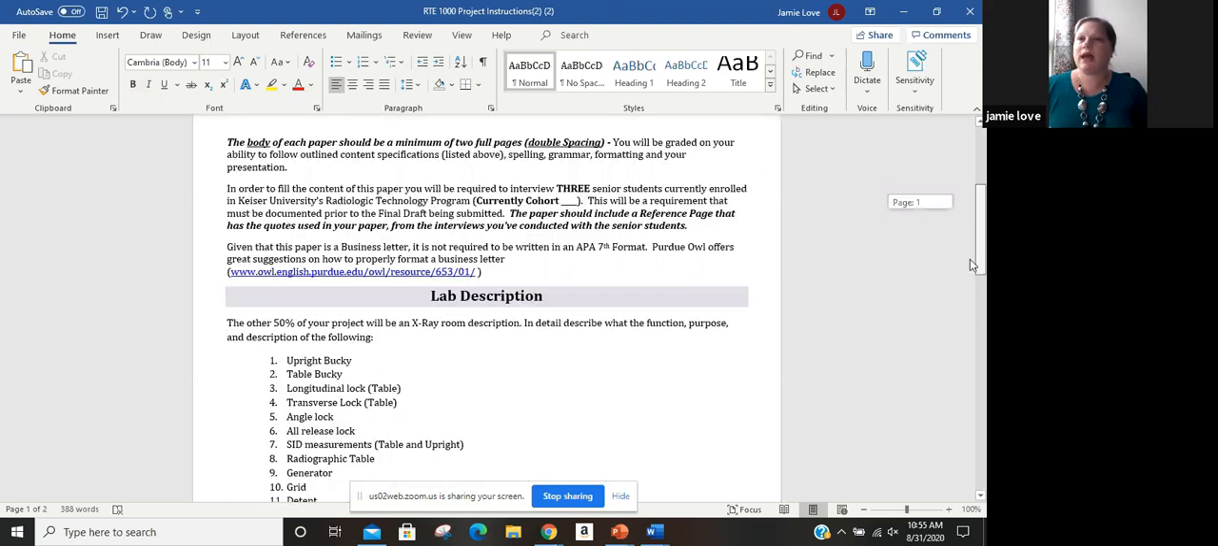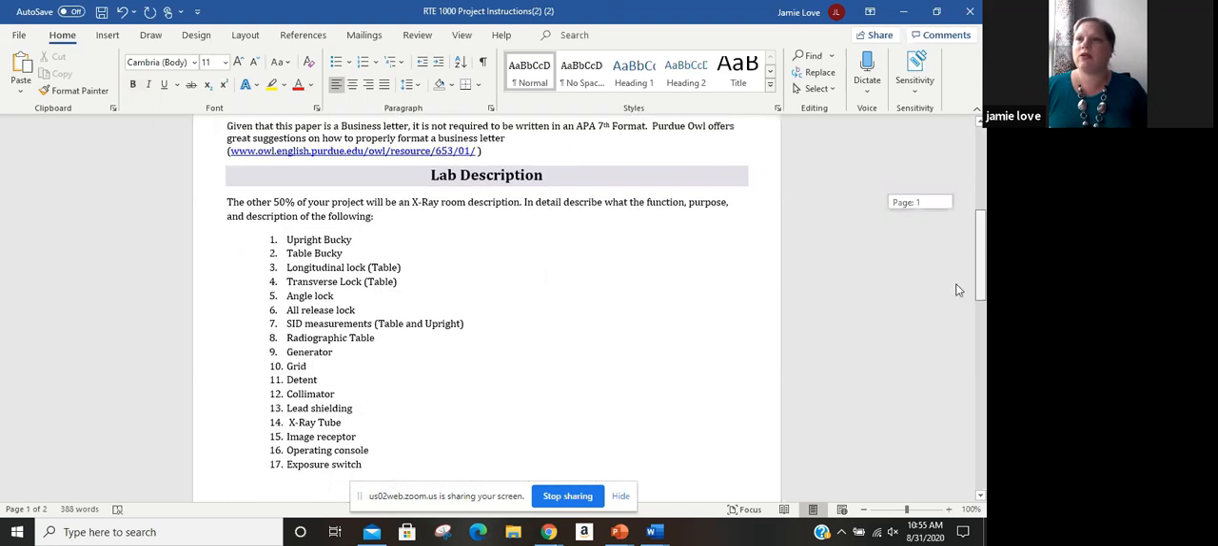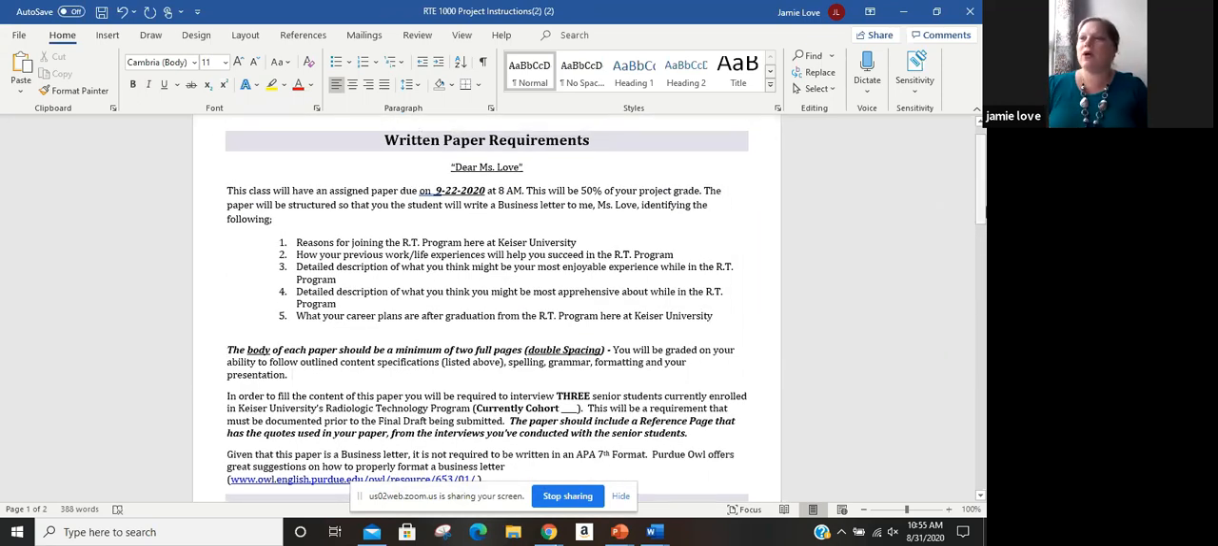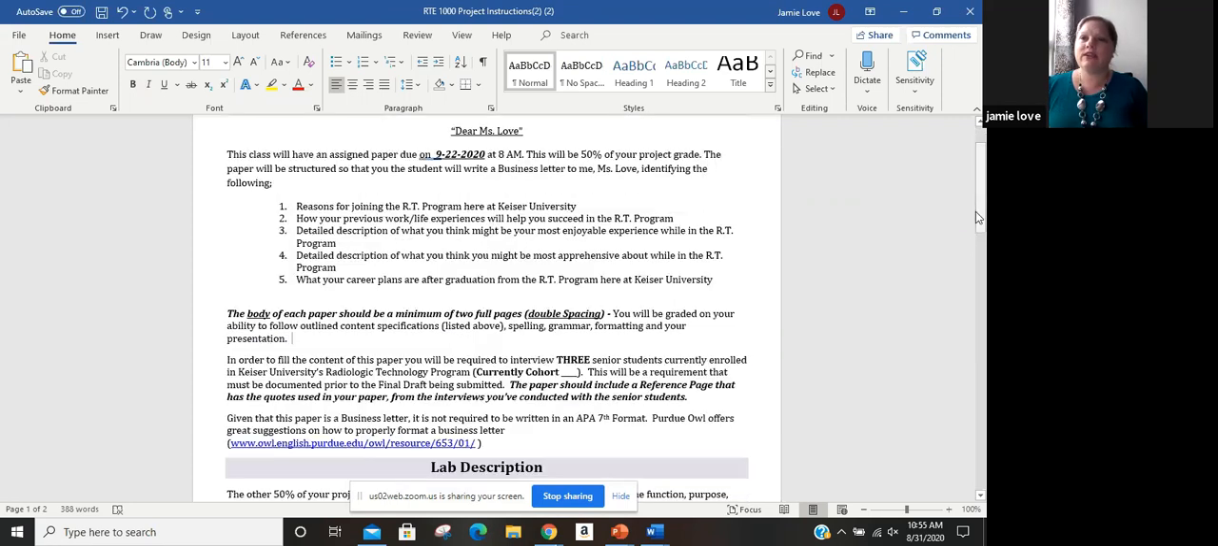So lab part, fun part, paper part, not so fun part. You'll write this little paper and present it on project presentation day. You do not have to stand up and read your paper. We don't want you to do that. We just want you to talk about what you put in your paper. That's up to you how much you want to share.